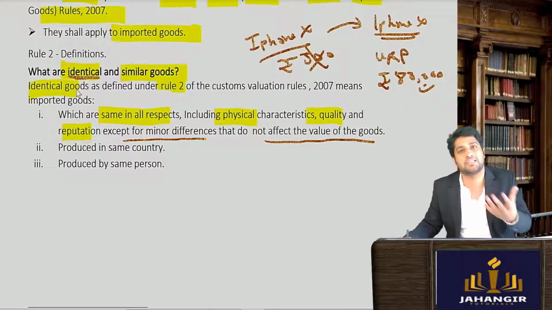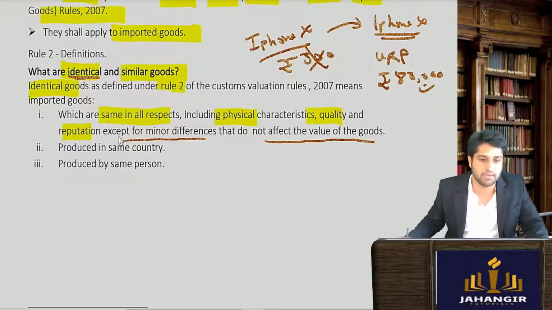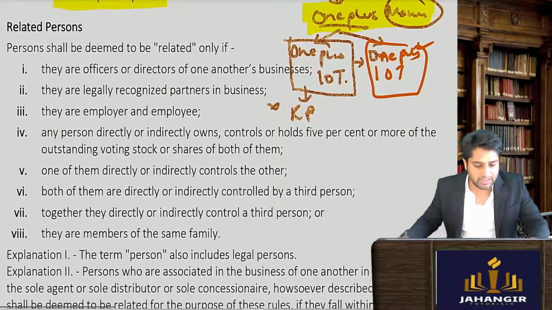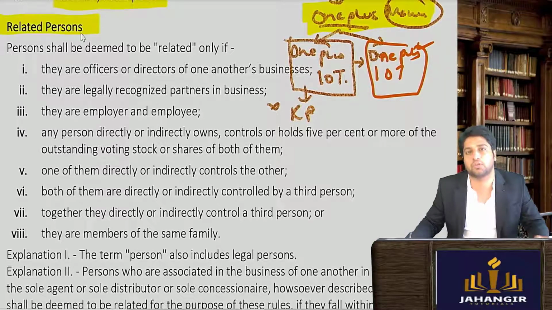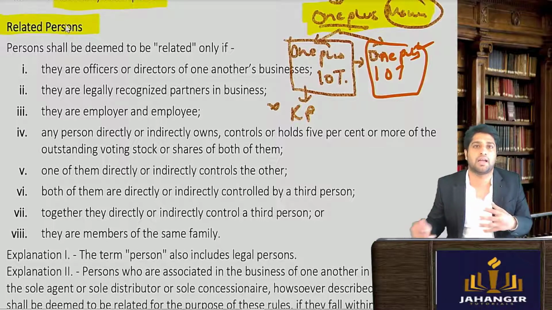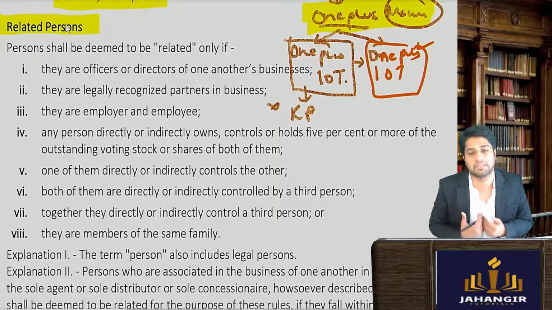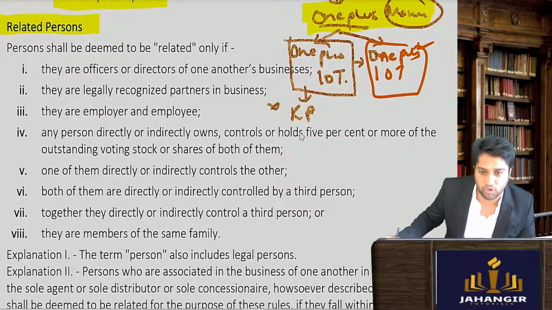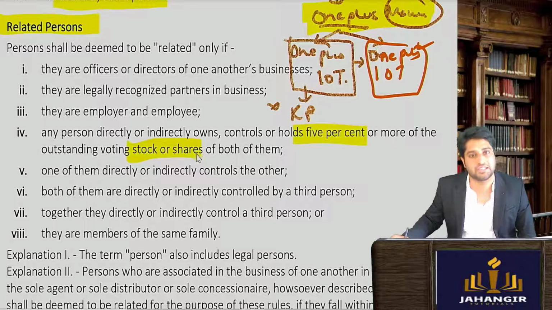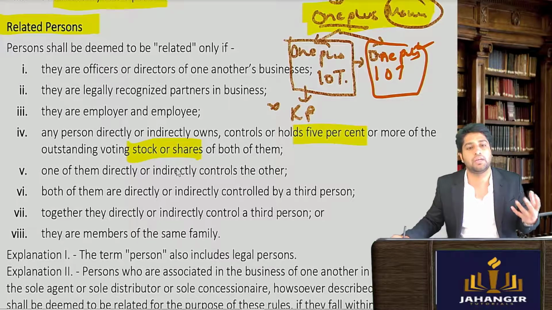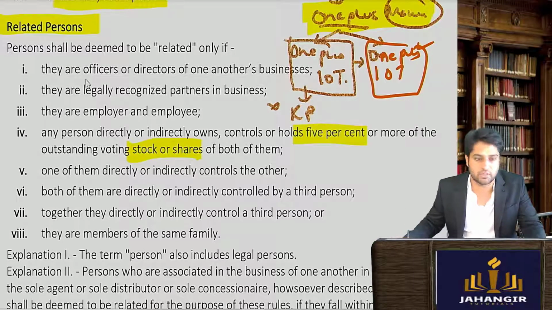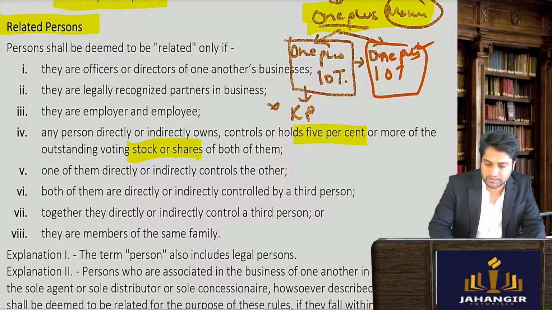The proper officer will decide that it is extremely similar. Your mirrored images, it is produced in the same country and by the same person. Related persons, you can read up what it means. Related could be if you're somehow connected commercially or by a business partner or an employee relationship, or if you hold more than 5% of the stocks or shares in the company, so we can be considered to be related persons. If one person controls another entity, they can be considered to be related persons. So this is given in your rule 2.